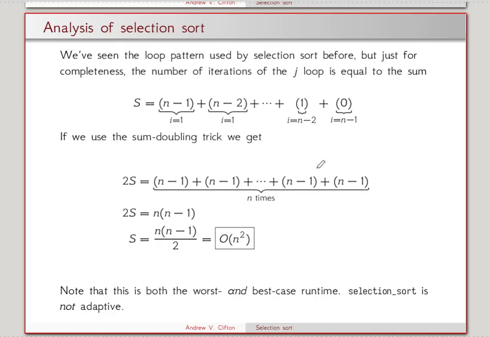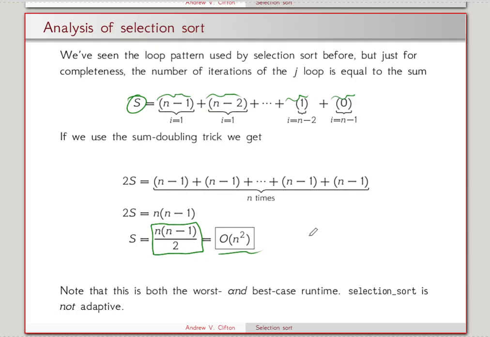We've seen this loop pattern before, right? The first loop does n minus 1, and then the next one does n minus 2, and the next one does n minus 3, all the way down to 1, and then 0. So the total work that we're doing here is this sum. If you do the sum doubling trick, you end up with n times n minus 1 over 2, which of course inside of a big O is O of n squared.